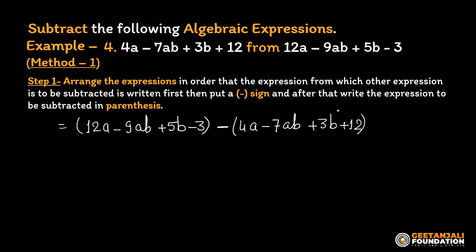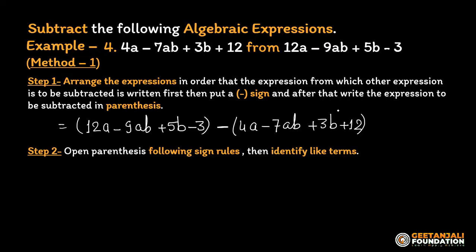So this was our step 1. In the next step, I will have to open the parentheses. So to open this parentheses, there is a plus sign. I'll write this expression as it is. No change in sign of any term of this expression. So I'll write 12a minus 9ab plus 5b minus 3.